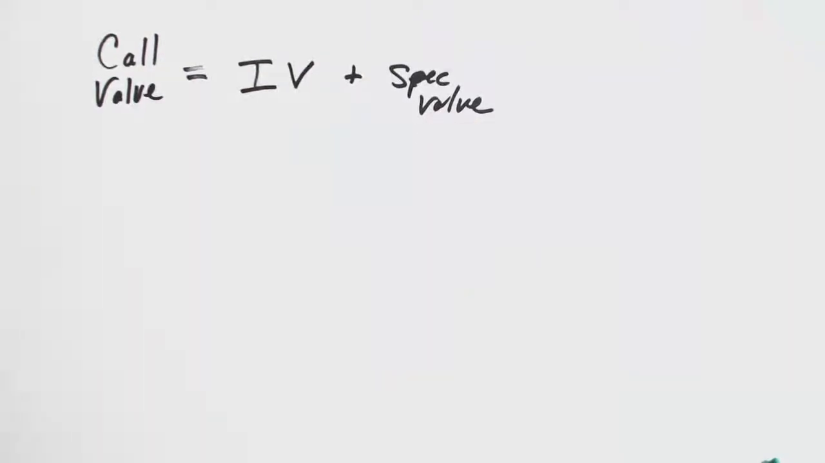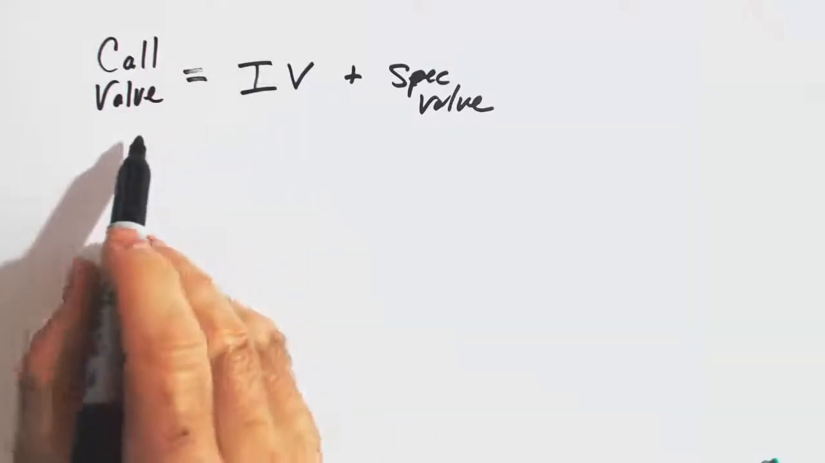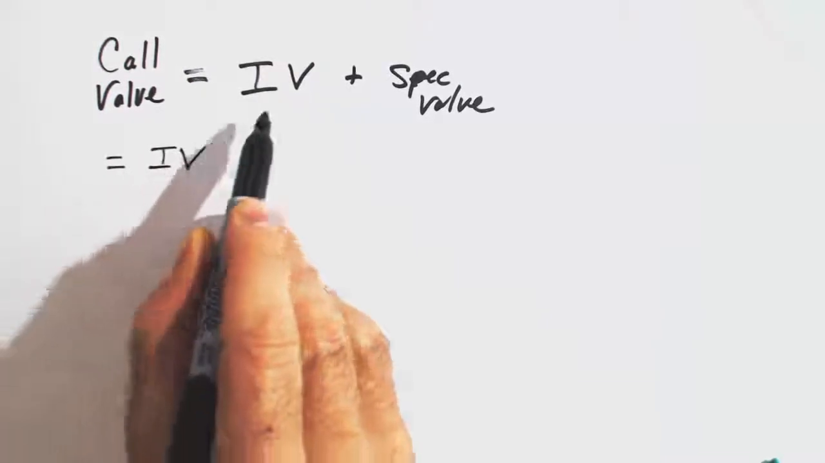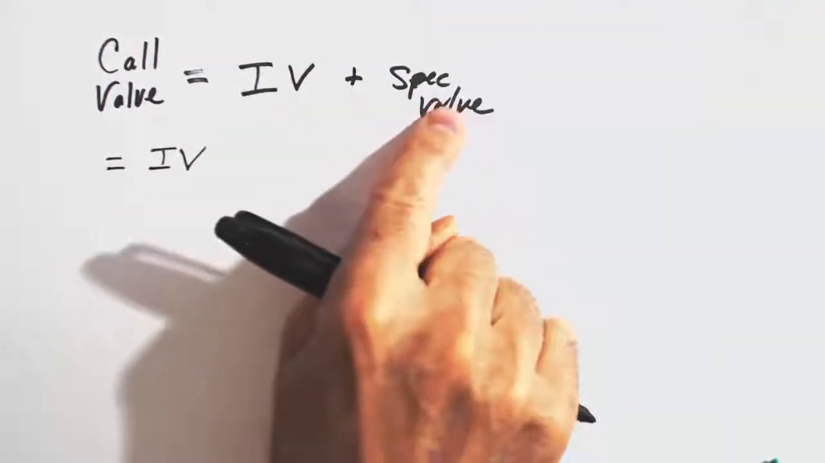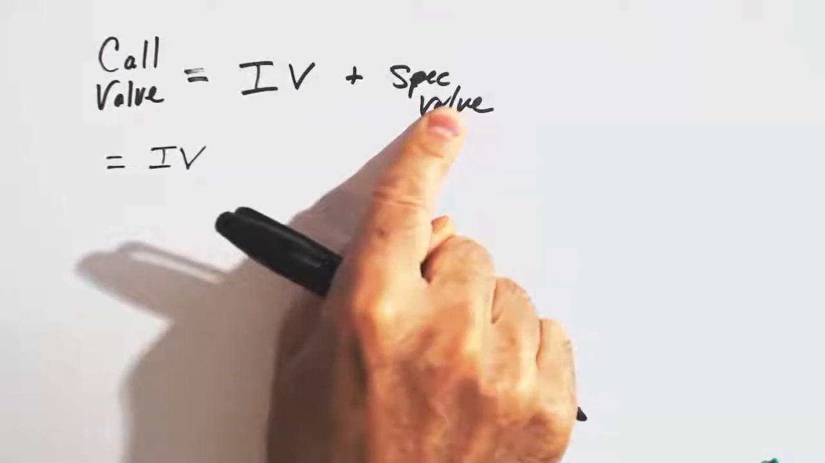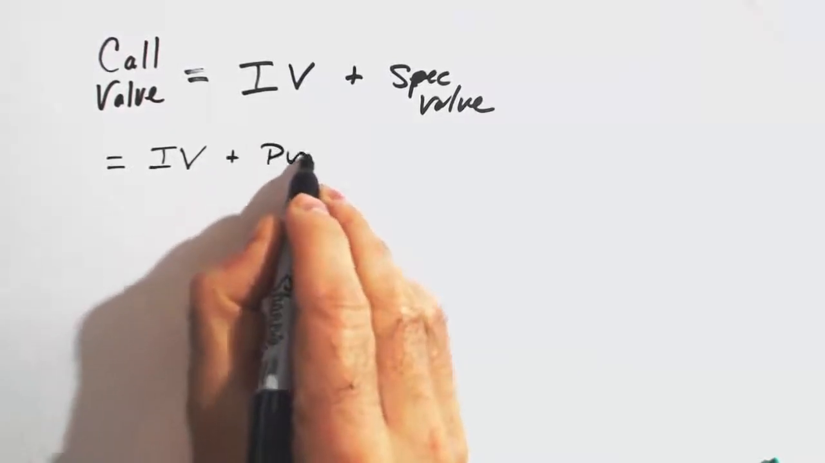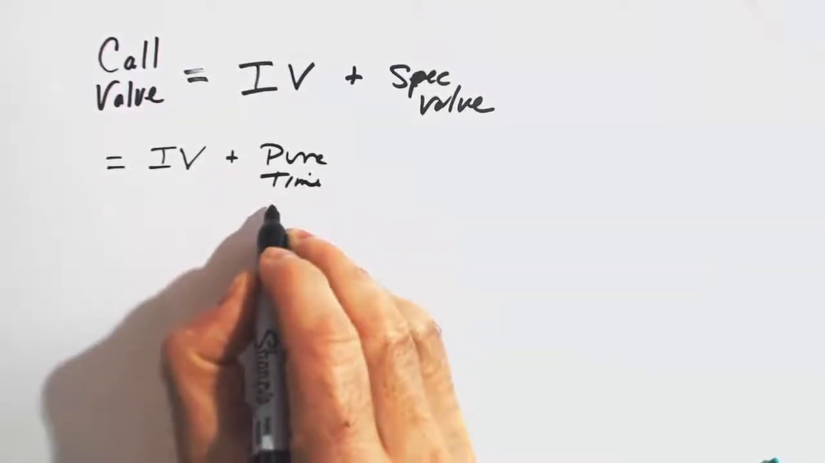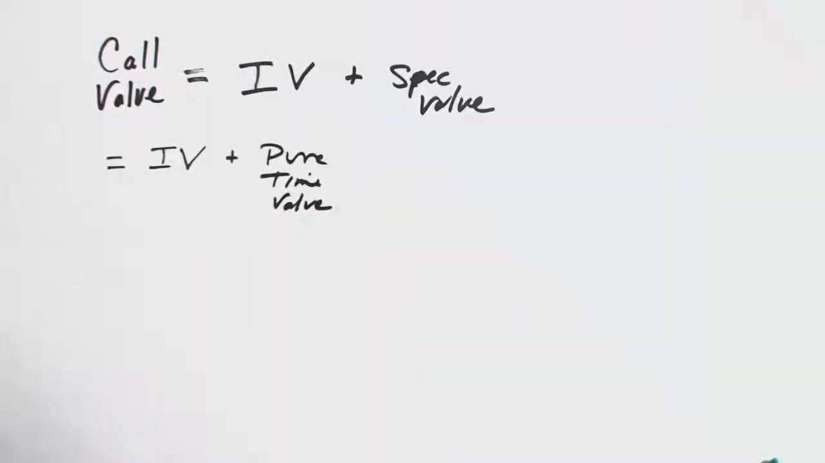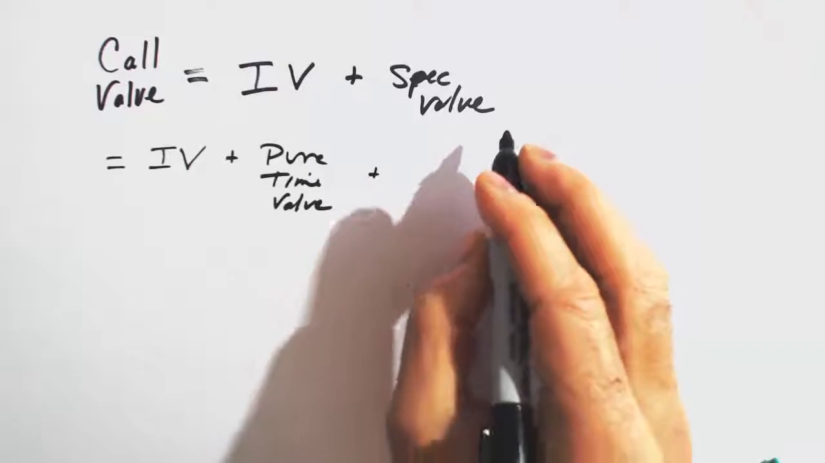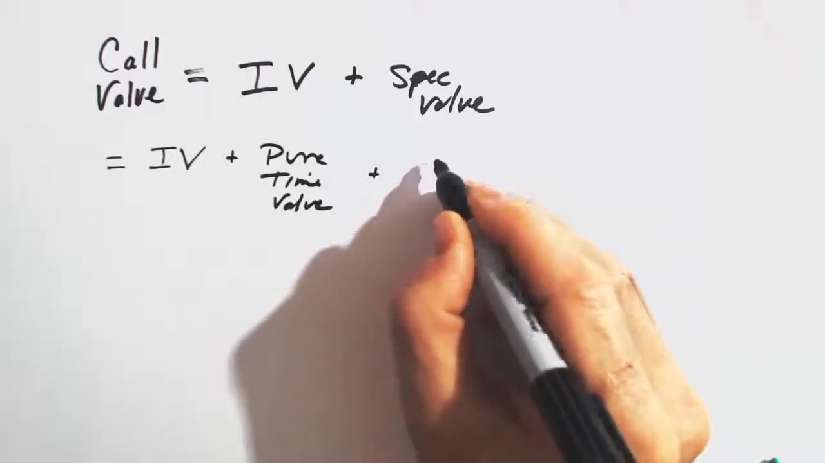Okay. I'm going to go a bit further, and this part is not in the text. I'm going to decompose this into three components. I'm going to decompose it into an intrinsic value, like we see here. But I'm going to break out this speculative value into two pieces. I'm going to break it out into a pure time value of money idea, pure time value. And then I'm going to break it out into its speculative value or insurance value.